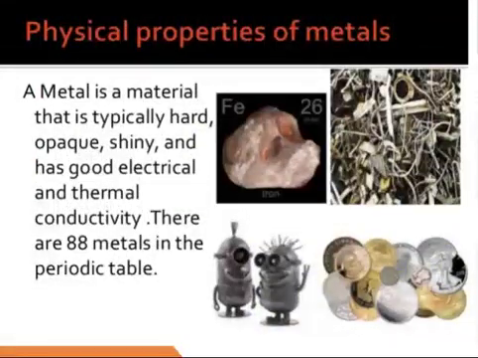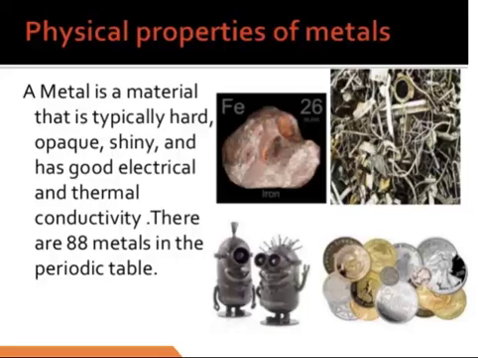Now, let us see what a metal is. A metal is a material that is typically hard, opaque and shiny and has good electrical and thermal conductivity. There are around 88 metals in the periodic table, which I have shown you in the previous slide. In other words, we can say metals are elements whose atoms lose electrons to form positive ions.